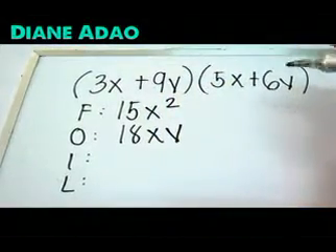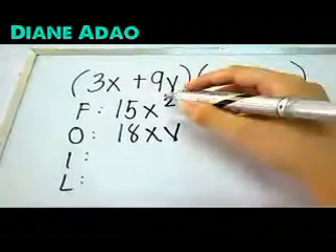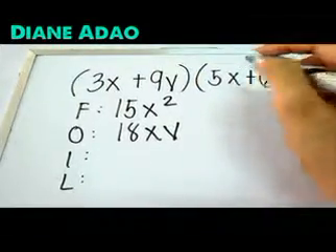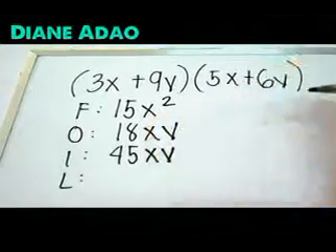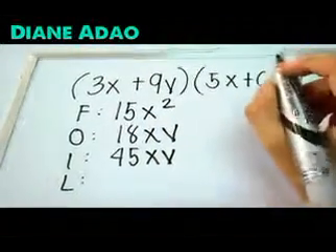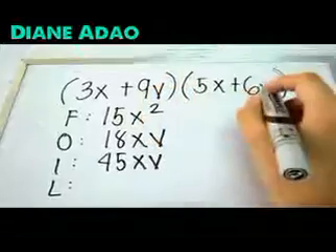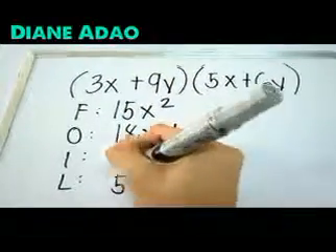Third step, multiply the inner terms. 9b times 5x is equal to 45xb. Fourth step is multiply the last terms. 9b times 6b is equal to 54b squared.